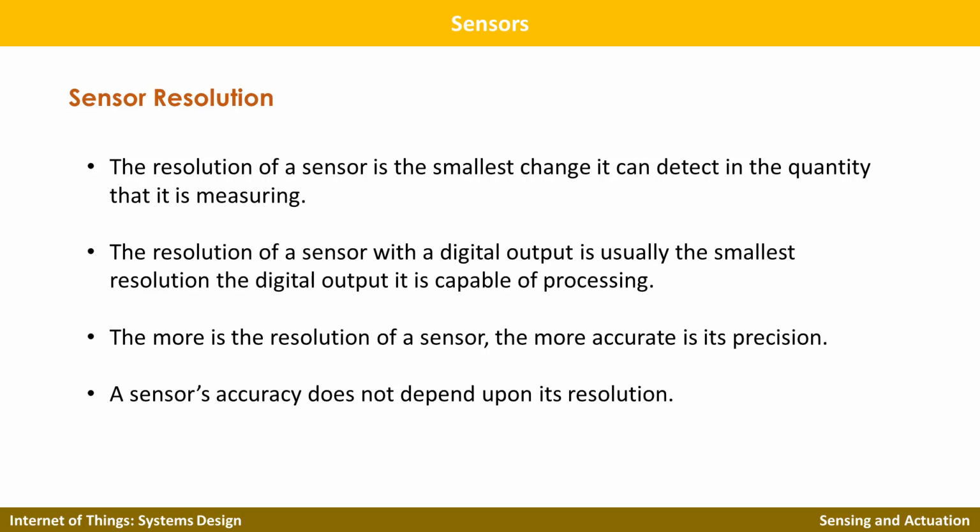However, if the second temperature sensor that we were talking about is a faulty sensor, it might show something like 23.4. Just because it can measure an additional 1 decimal, that doesn't mean it is accurate. So that is why here it says the more resolution of a sensor, the more precise it is. But the sensor's accuracy does not depend on its resolution.